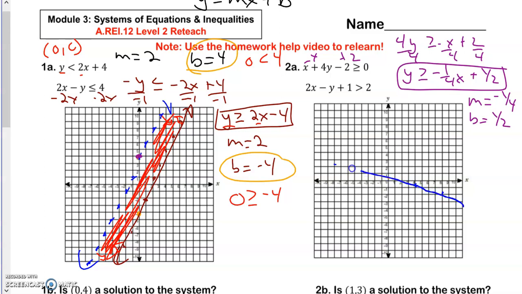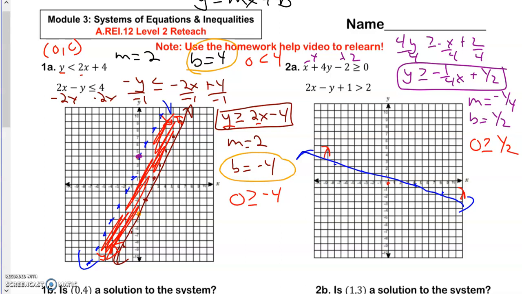And I know it's a solid line because it's greater than or equal to. So this one, again, my favorite point is 0, 0, which is right here in the red. I am going to put in 0 is greater than or equal to 1/2. And that's false. So I know I'm going to be shading above. So I'm just going to put my arrows up there again and wait till I graph the last one.